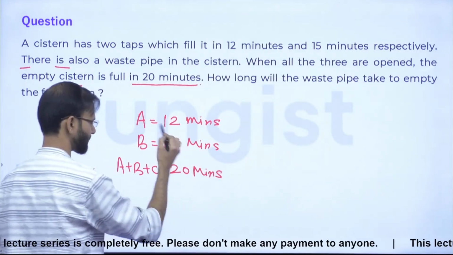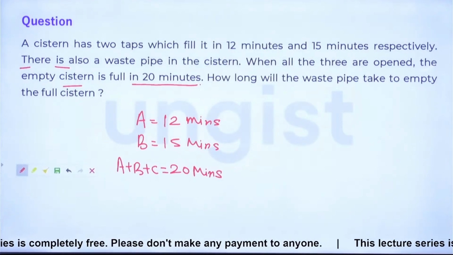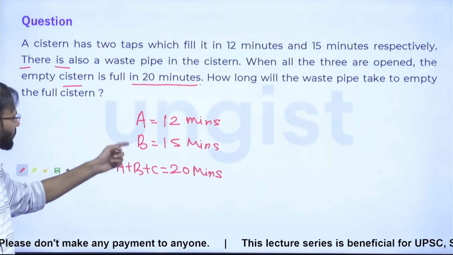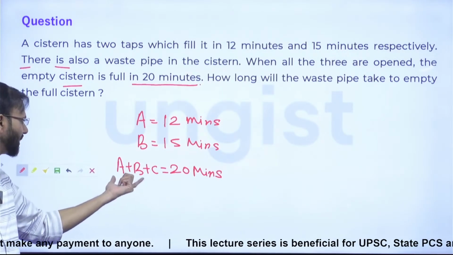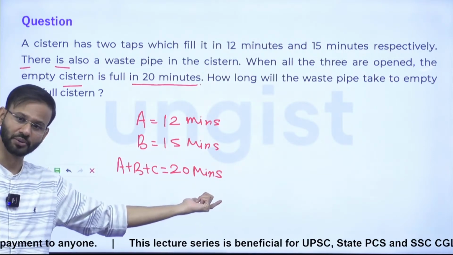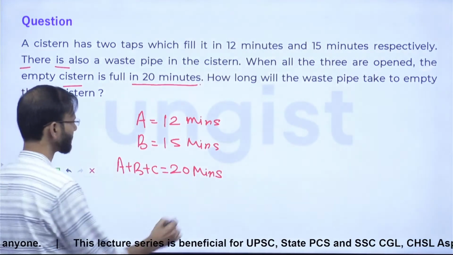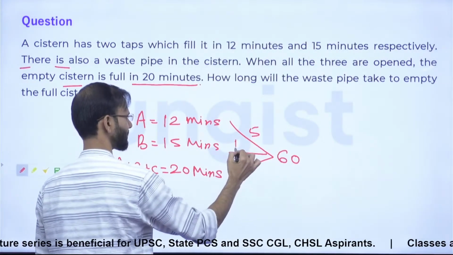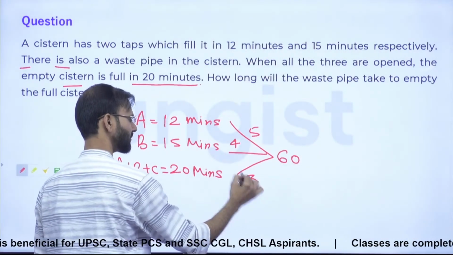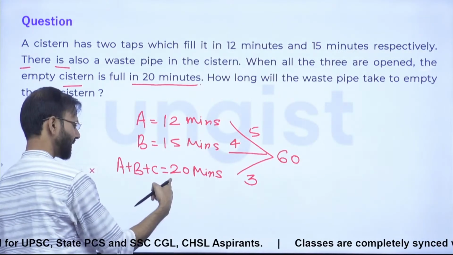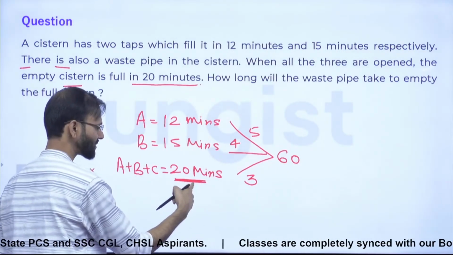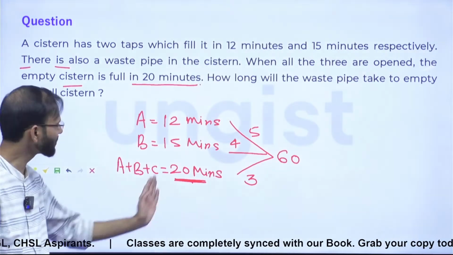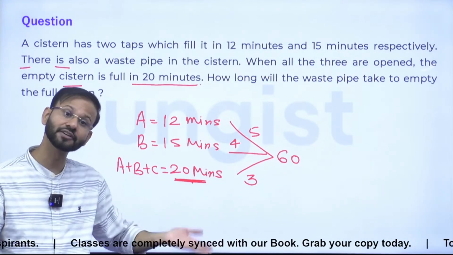Guys, just look at the data. Here only A is filling the tank. Here only B is filling the tank. Here all A, B, C are filling the tank together. Clear? Okay. What is the LCM? 60. This is 5. This is 4. And this is what? 3. Guys, here the tank is getting full. That's why we have considered this as plus 3. Correct? Because the positive work is happening over here. The tank is getting full.